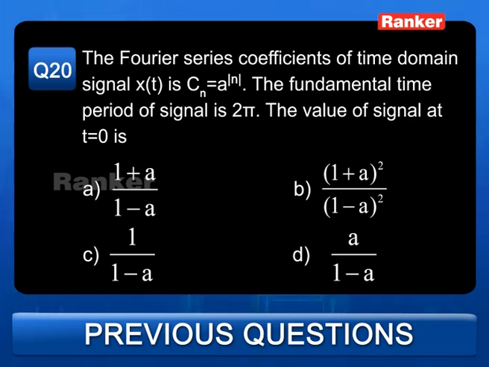Okay. So, what is the question? The question says the Fourier series coefficient of time domain signal x of t is Cn equal to a to the power of mod n, that is, Cn is given. The fundamental time period of the signal is given as 2 pi. The choices given are A, 1 plus a by 1 minus a, B, 1 plus a whole square by 1 minus a whole square, C, 1 by 1 minus a, and D, a by 1 minus a.